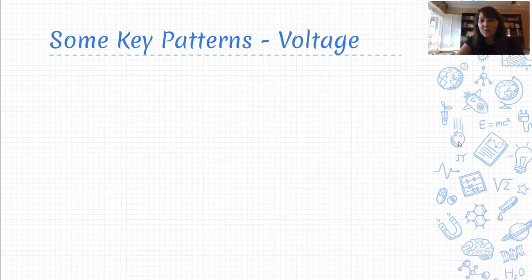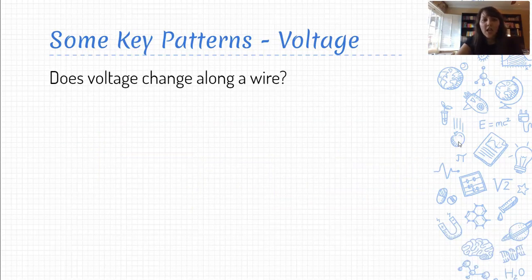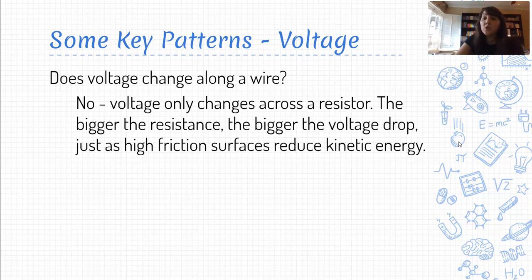So a few other patterns from our investigation. Did you find that voltage changes along a wire? The answer should hopefully be no. Voltage will only change across a resistor or a device that serves as a resistor. And the bigger the resistance of the device is, the bigger the voltage drop will be.